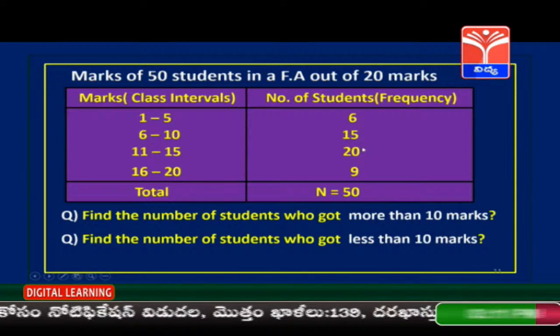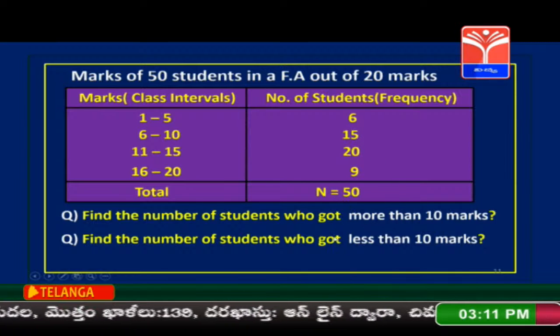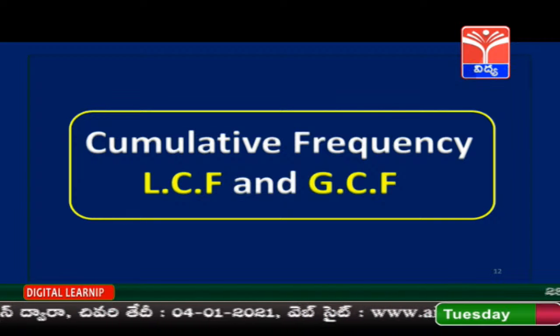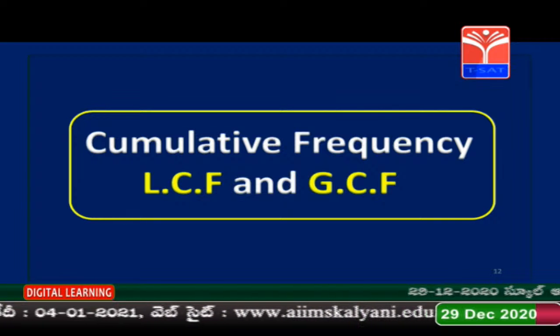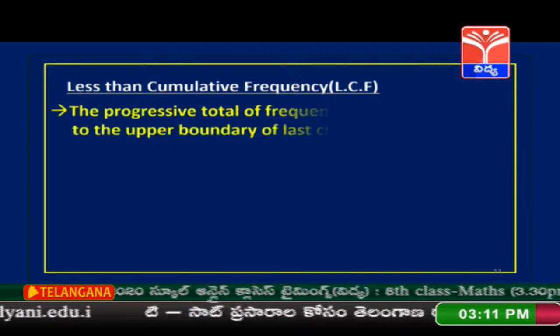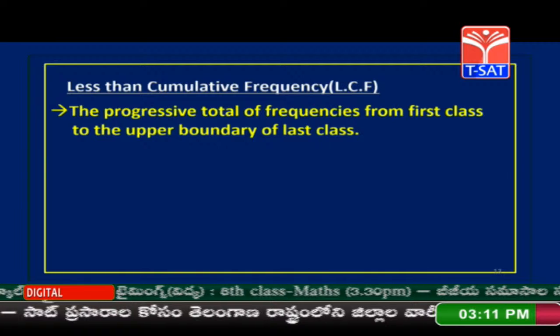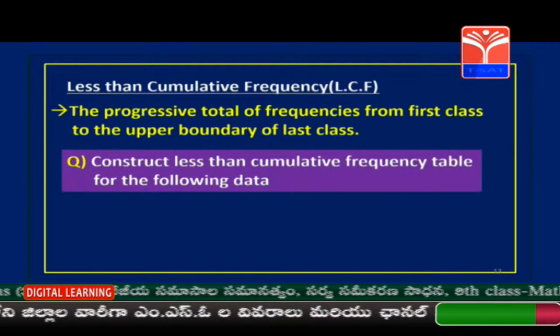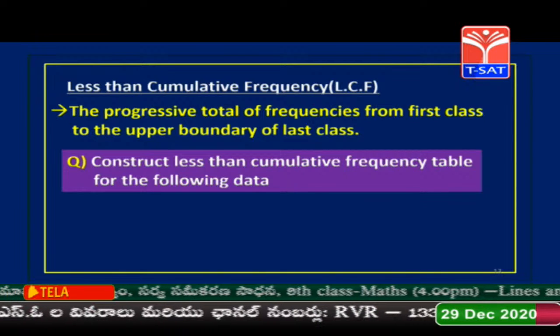So what do we need to find these answers? Yes, we need cumulative frequency. So cumulative frequency is of two types, that is LCF and GCF. Now let us understand what is less than cumulative frequency. The progressive total of frequencies from the first class to the upper boundary of the last class is called LCF, or we can call it less than cumulative frequency.